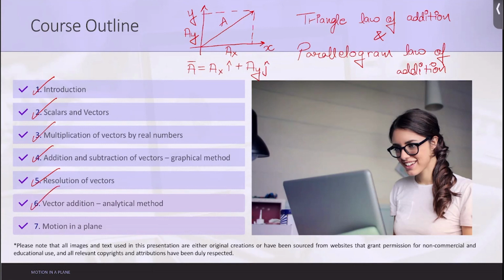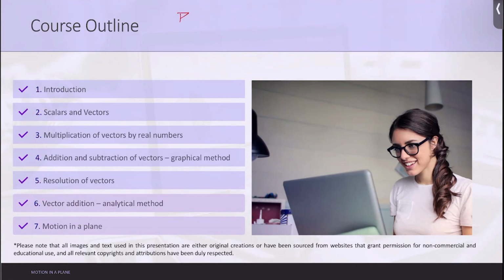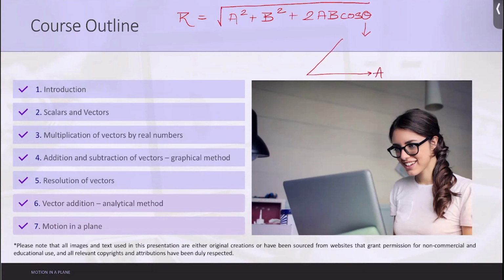Next was vector addition, in which we understood the formula for the resultant vector, let us say of two vectors A and B: R equals under root of A square plus B square plus 2AB cos theta, where theta is the angle between these two vectors. Let us suppose this is vector A, this is vector B starting from the same location, and this is the angle theta between them. This is also called the law of cosines.